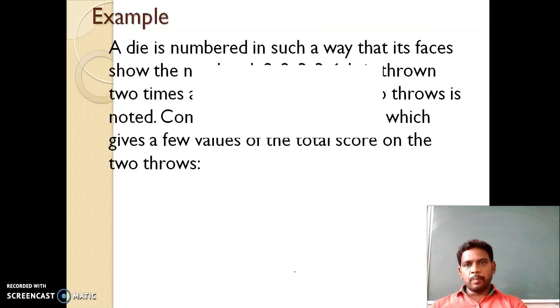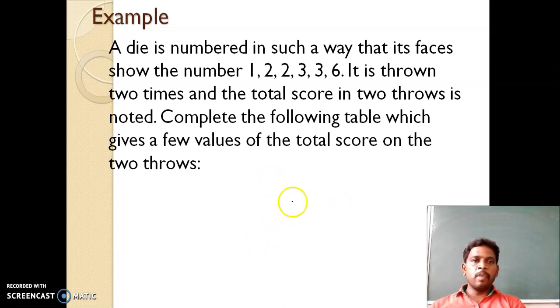Look at the next example. A die is numbered in such a way that its faces show the numbers 1, 2, 2, 3, 3, and 6. Usually, the faces on a die are represented by different numbers, 1 to 6: 1, 2, 3, 4, 5 and 6. But here they are asking to take it like this. Now these are the faces of the given die. It is thrown 2 times.